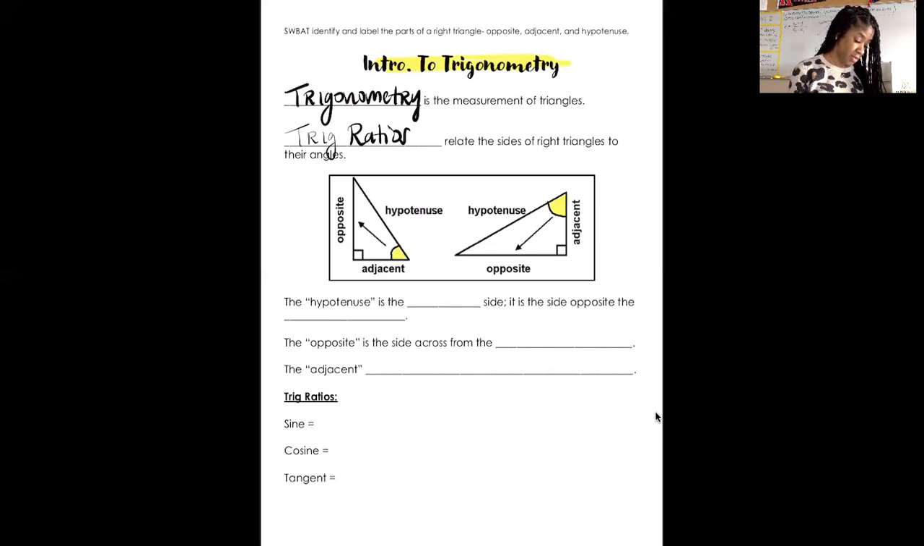The hypotenuse is the longest side. That hasn't changed. It is also the side that is opposite the right angle. So I'm going to highlight the right angle in blue, I'm sorry. And if we go directly across from the right angle, we're going to see the longest side, the hypotenuse.